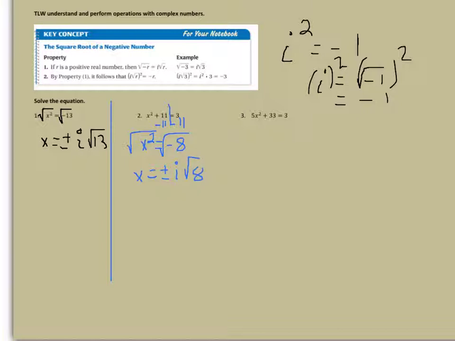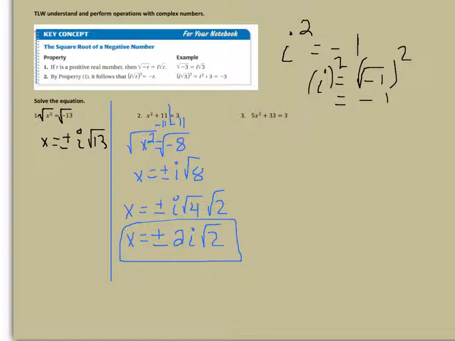But you have to ask, can I simplify this at all? And the answer is yes, because I can make the square root of 8 plus or minus i times the square root of 4 times the square root of 2. But what's the square root of 4? 2. So I get plus or minus 2i square root of 2. Okay?